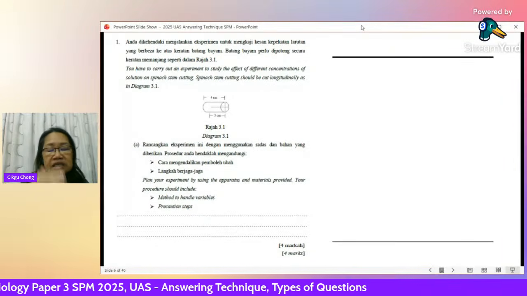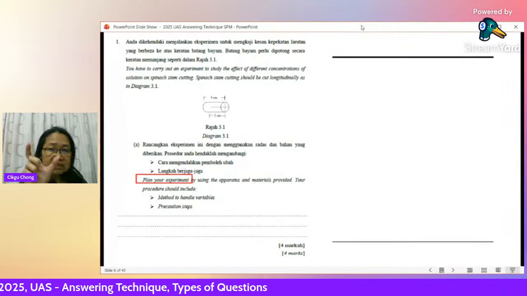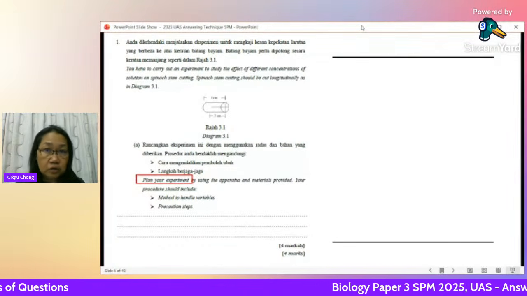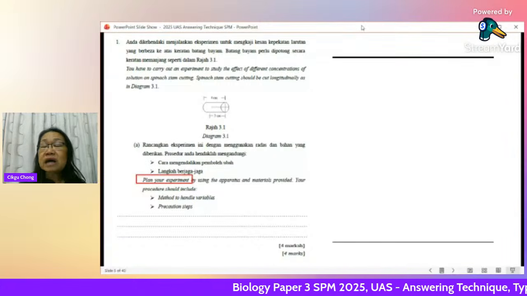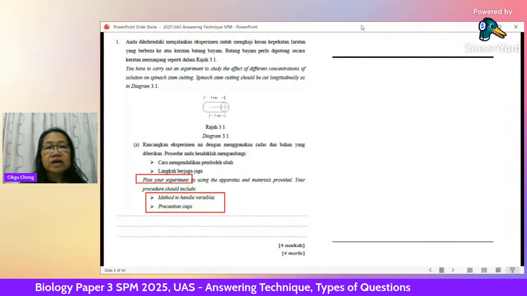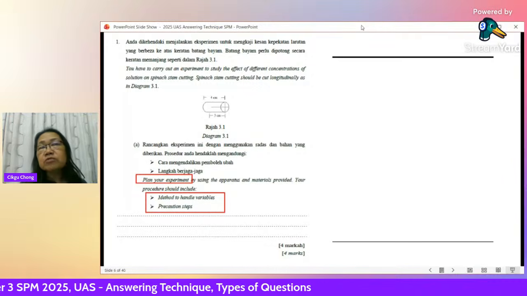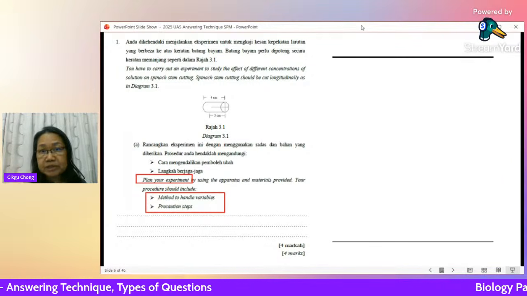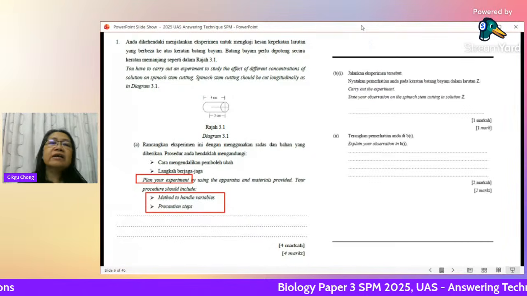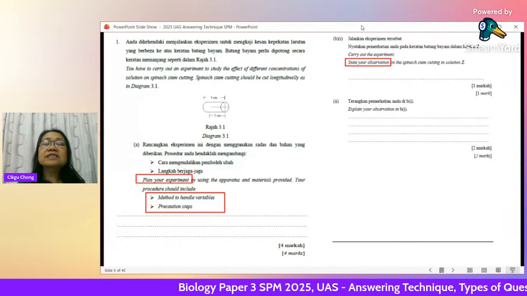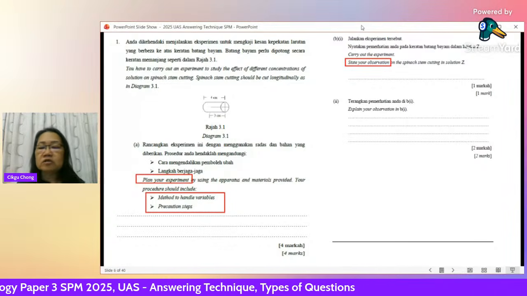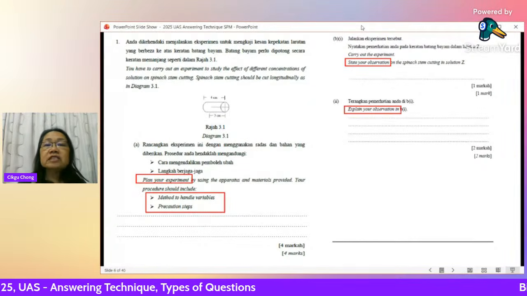You are immersing the cut stem of your spinach into different solutions. So this is a type of question that requires you to write the procedure. They don't give you the steps. You have to write what you need to do. And then the next question is state your observation. After you do the experiment, see what happens to your spinach stem. Then after that, explain your observation.